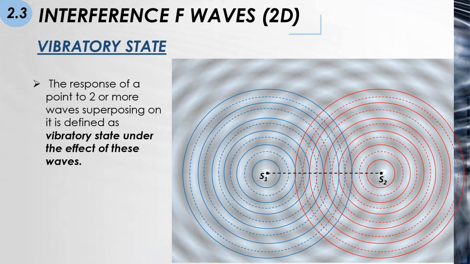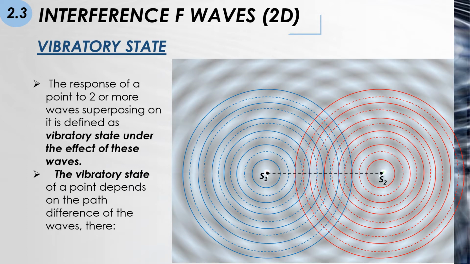And to study that, we need some of the data that we have already discussed. The vibratory state of the point depends on the path difference of the waves. We have point N and point M, you notice. d1, d2 for each of these points. If we calculate d1 minus d2 or d2 minus d1, we're going to be studying the vibratory state, or the response, of each of these two points. So keep in mind, vibratory state is one point affected by two waves.